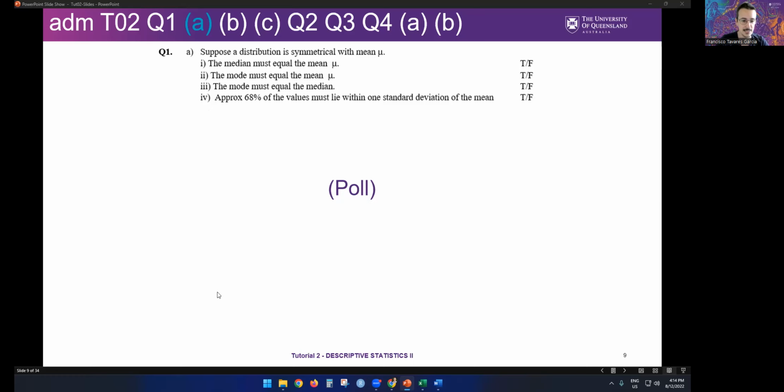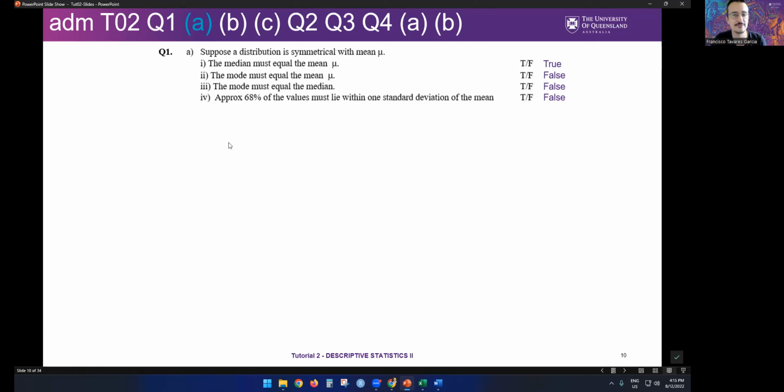Thank you for participating. Let me share the results here, if you can see. Look at that. These are the answers. So suppose the distribution is symmetrical with mean mu. The median must equal the mean. It's true, right? If it's symmetrical, both sides of the distribution are equal. I can see it was a very split decision in our voting. The mode must equal mu.